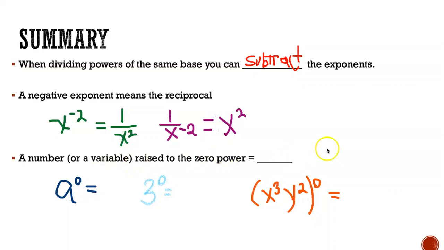And then, finally, a number or variable raised to a 0 power is equal to 1. A to the first equals 1, 3 to the first equals 1, x to the third, y to the second, all raised to the 0 power is equal to 1.